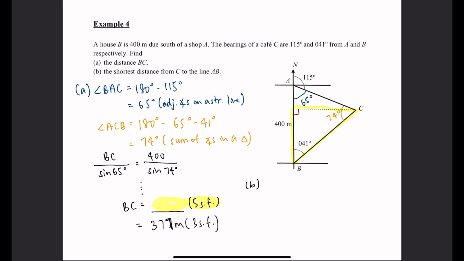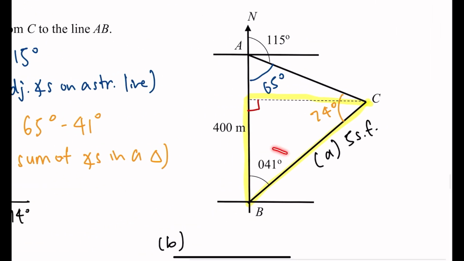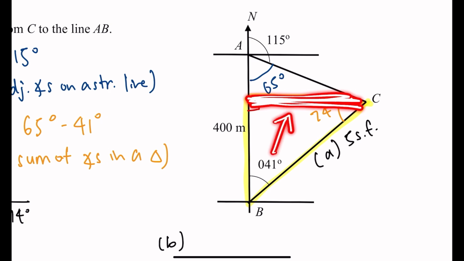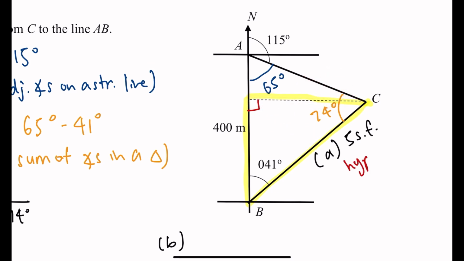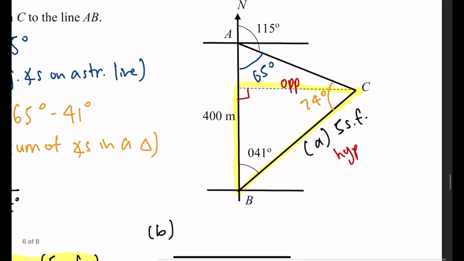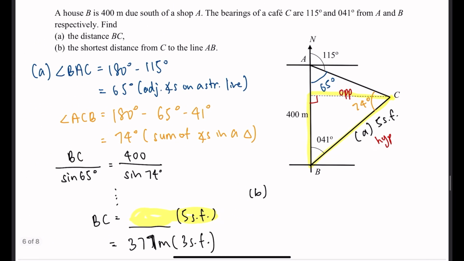Let me show you why. I have a right angle triangle. BC I found in part A, 5 SF value. Notice I have an angle here, 41 degrees. I want to find perpendicular height. This red color length I'm doing. So this is my opposite. Opposite my right angle is the hypotenuse. So let me label, this is height and this is opposite. So I can use sine ratio.